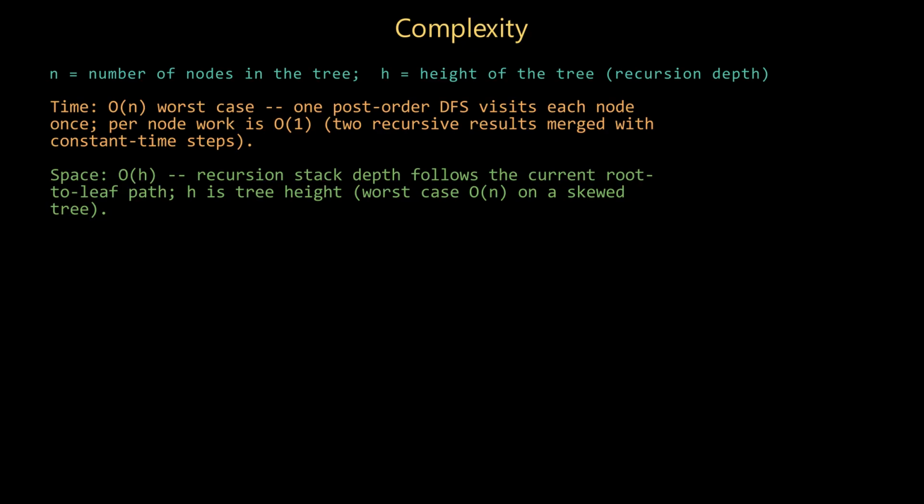Let n be the number of nodes. Time is linear in n, one depth-first search visits each node once, and each visit does only constant time work before returning. Space comes from the recursion stack, its depth is the height of the tree along the path being explored, so it is order h, and on a skewed chain that height can be order n.